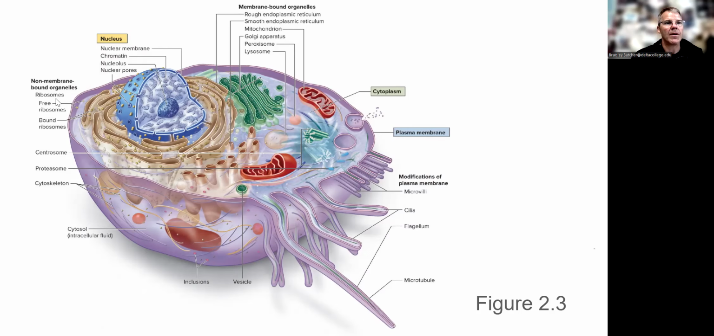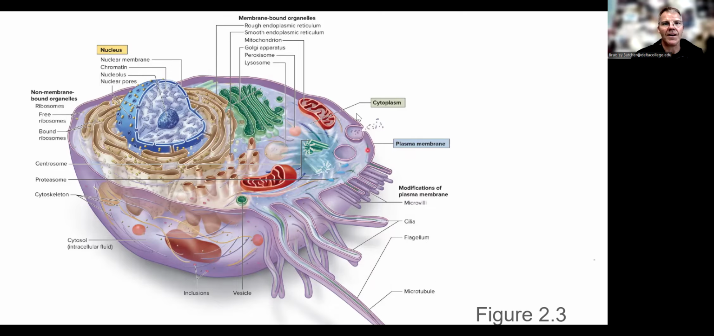Let me get my pointer on here. The outer rim of a cell. And again, that is surrounded by the plasma membrane, which allows the external environment and the internal environment to be separated from each other, and that allows life to occur.